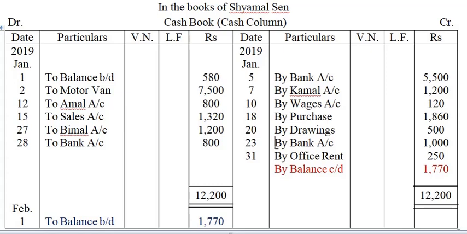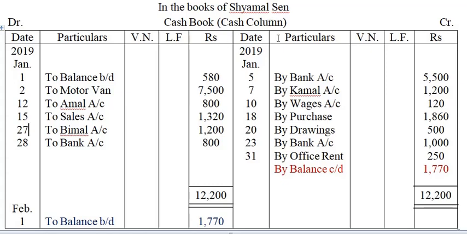Received from Bimal on the 27th. You are receiving the money from Bimal, so on the debit side you write Bimal's account, 1,200, on the 27th of January. Then on the 28th, drew check for office use.